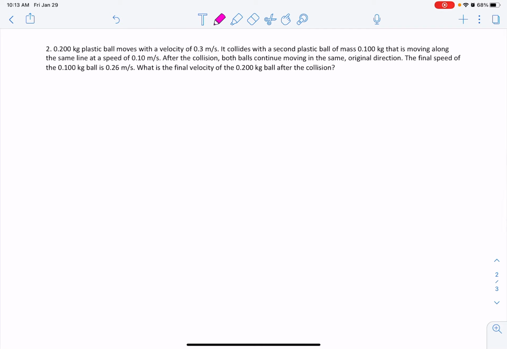We have a 0.2 kilogram plastic ball that moves with a velocity of 0.3 meters per second. It collides with a second plastic ball of a mass of 0.1 kilograms, moving along the same line at a speed of 0.1 meters per second. After the collision, both balls continue moving in the same original direction. The final speed of the 0.1 kilogram ball is 0.26 meters per second. What is the final velocity of the 0.2 kilogram ball?